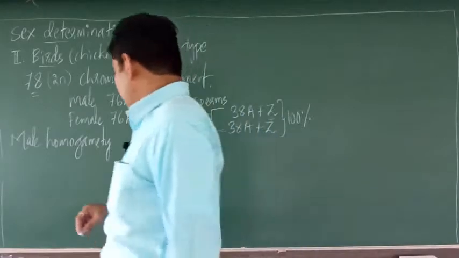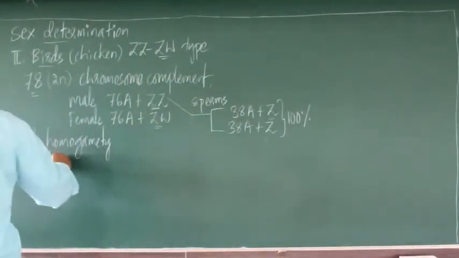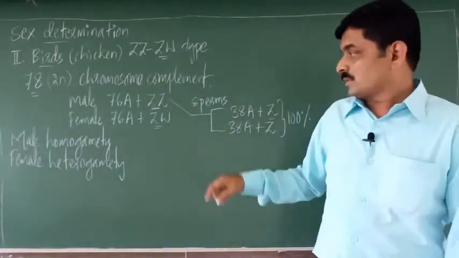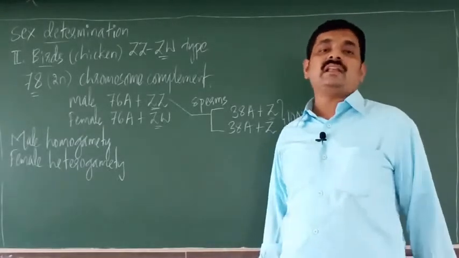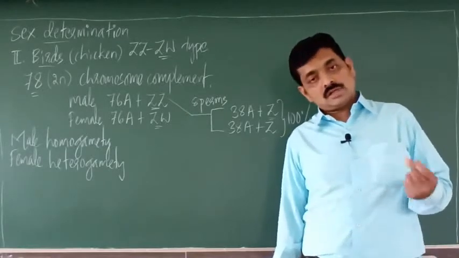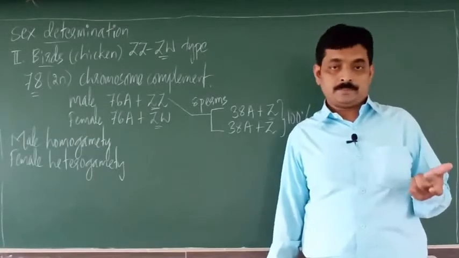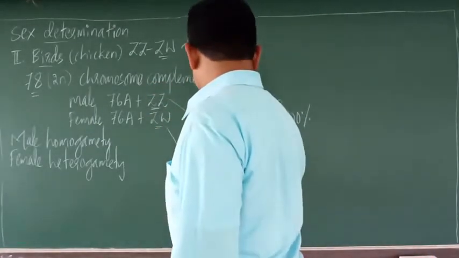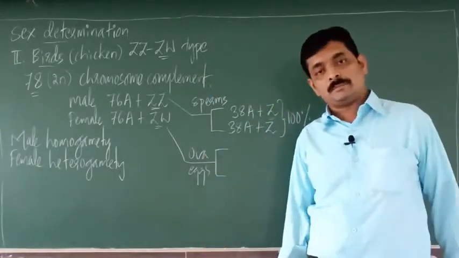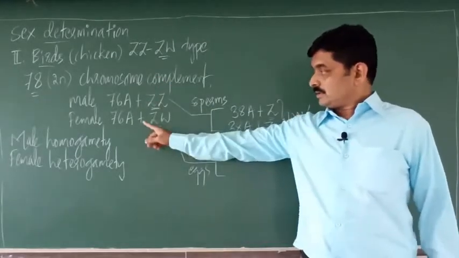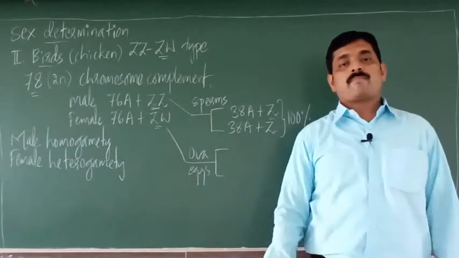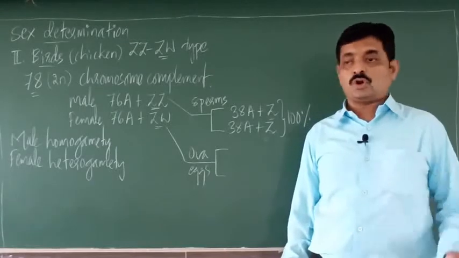Now we shall consider female birds. So female birds exhibit a process called female heterogamy. So what is this female heterogamy? That means a female produces two types of gametes, or a female produces two types of eggs, or two types of ova. Ova is the plural form, singular is ovum, also called eggs. Now this female bird has dissimilar sex chromosomes. That's why it produces two types of eggs, which is called female heterogamy.